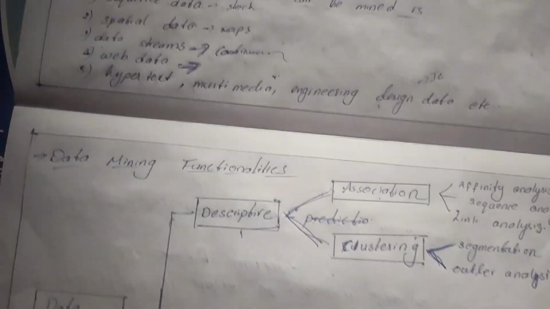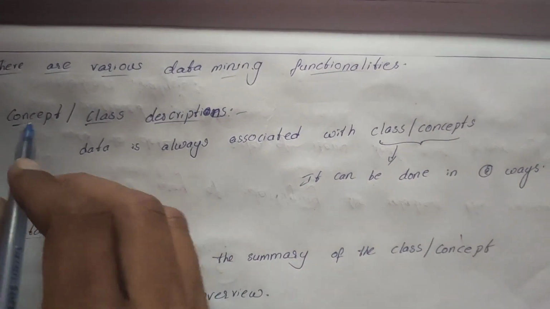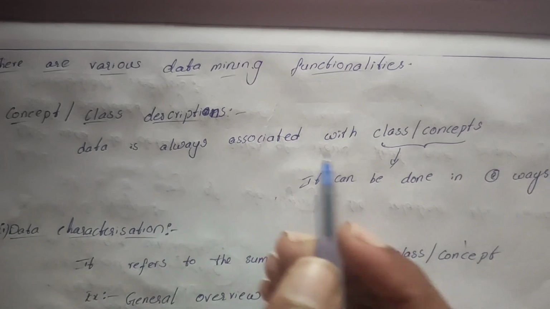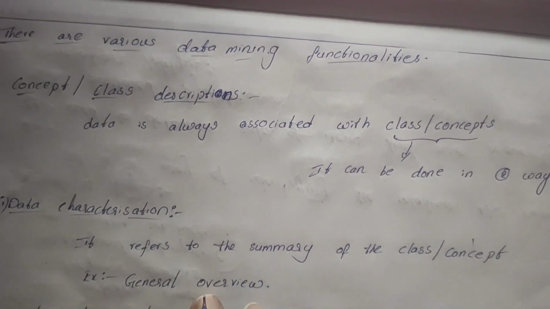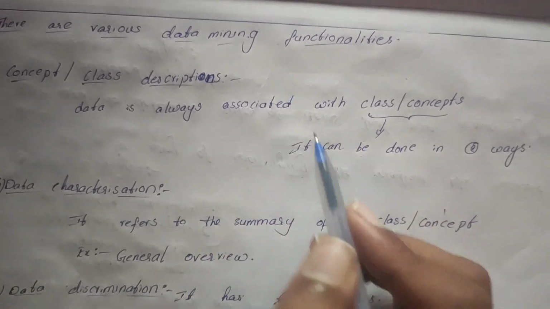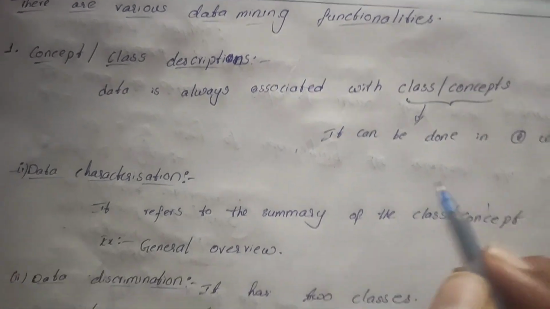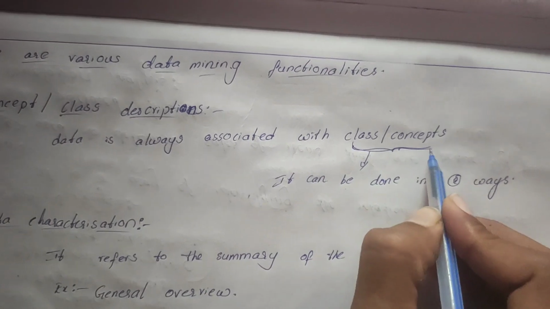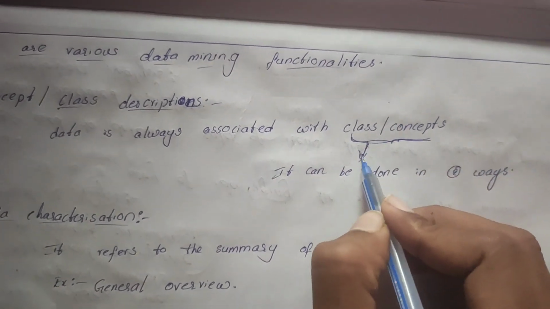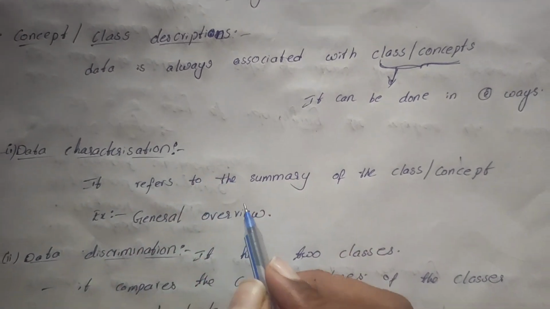Let us discuss the data mining functionalities. There are various data mining functionalities. First, concept class description. Within concept class description, there are two types: data characterization and data discrimination. Data is always associated with classes and concepts, and within these there are two ways, data characterization and data discrimination.